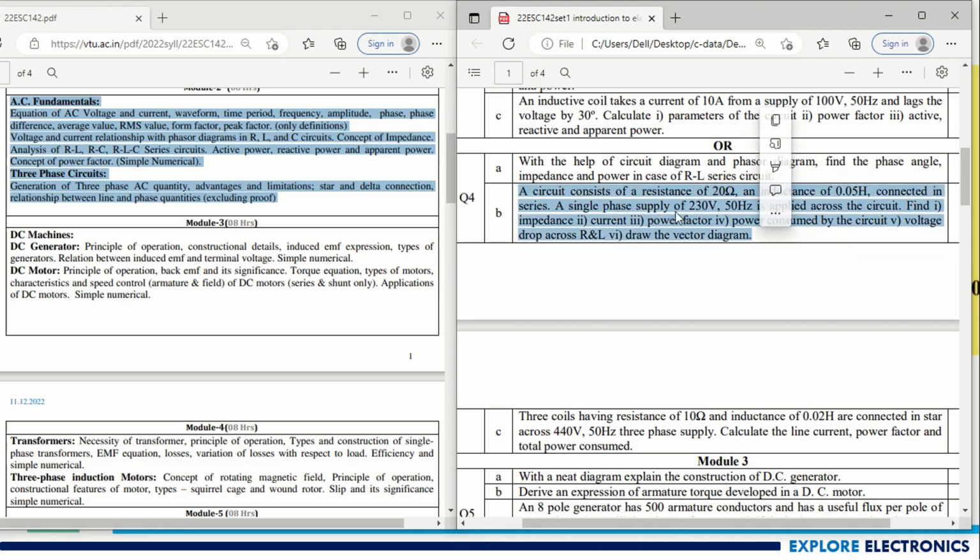This problem is on resistance and inductance connected in series. This problem is on RL circuits. Again in C you have RL connected in star fashion. So this is a 3-phase problem.